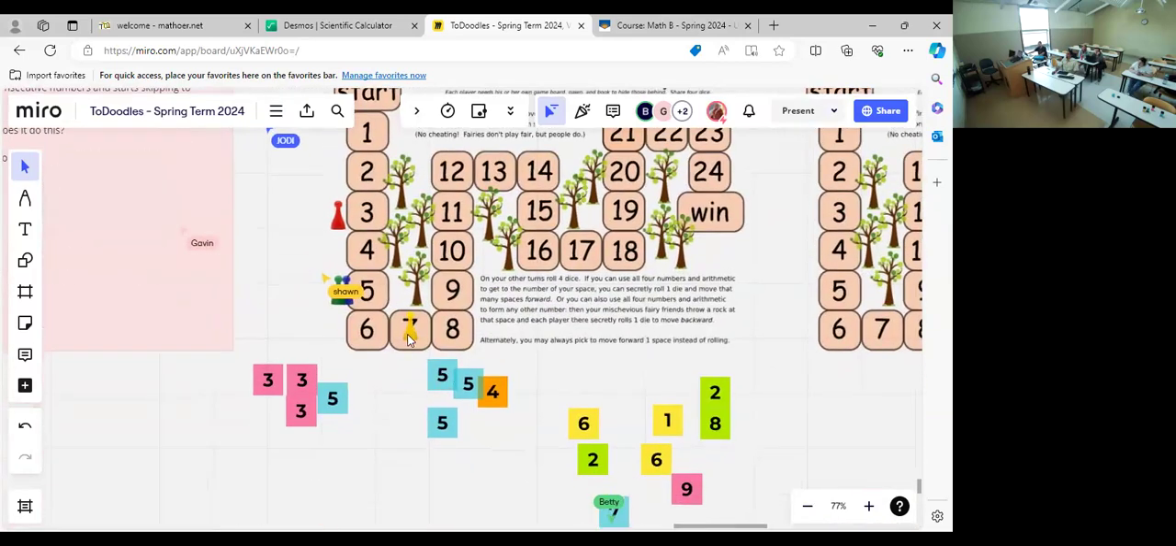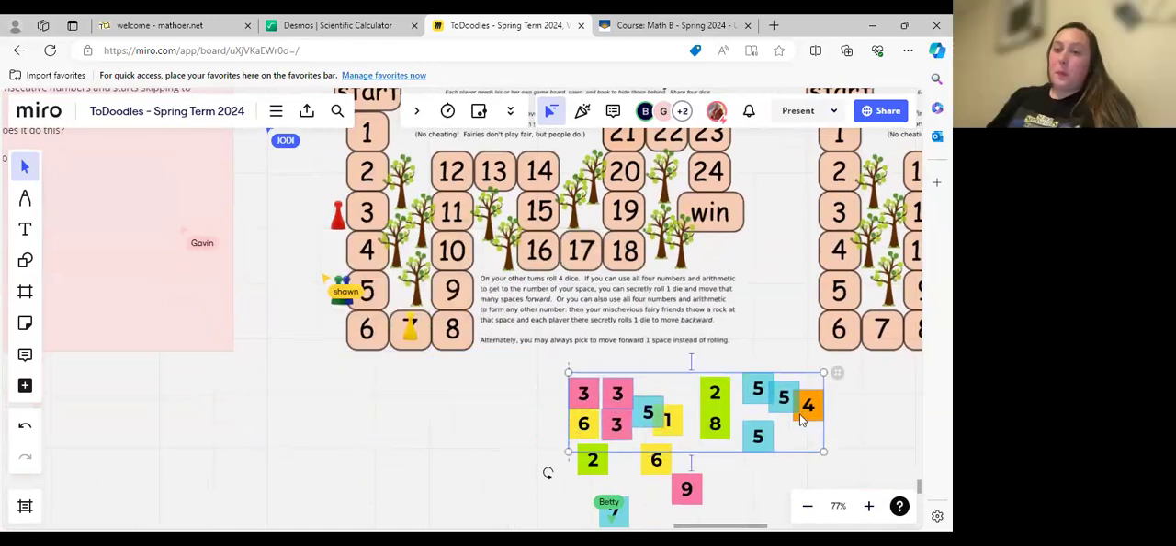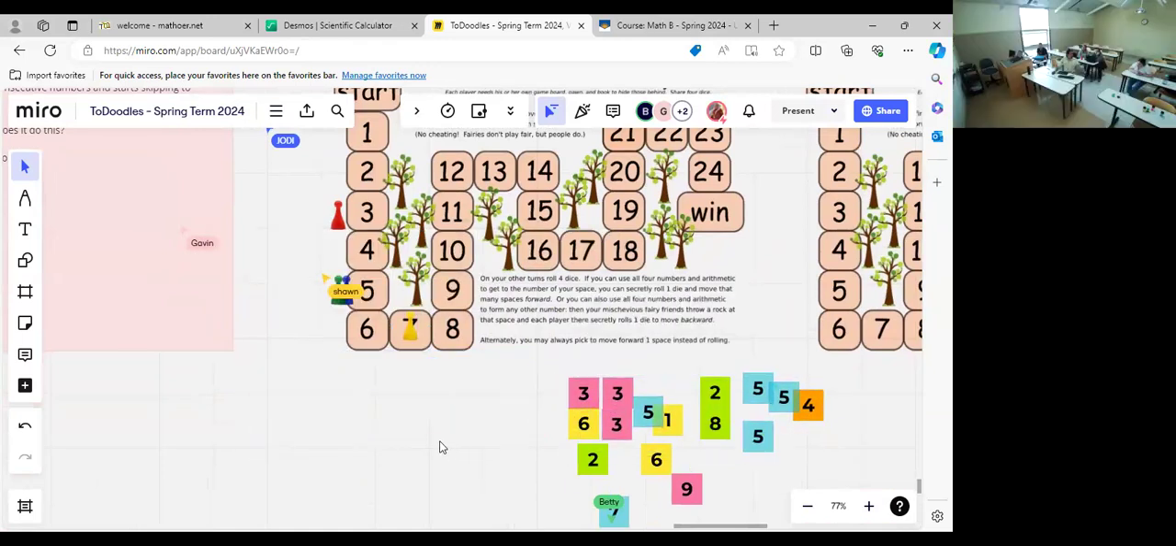Okay, so that was everybody. So I'm going to go again. I'm at 7. First turn, so I don't have to roll a single die to start with. I just roll my 4 dice, see what I get. 3, 3, 2, and 4. So I need to get to 7 because that's where I am.